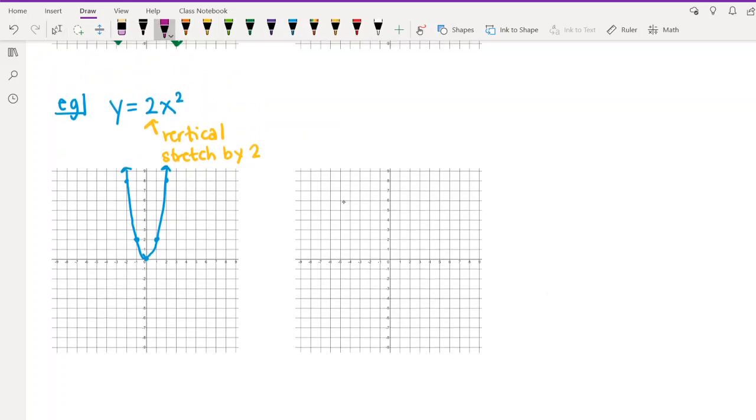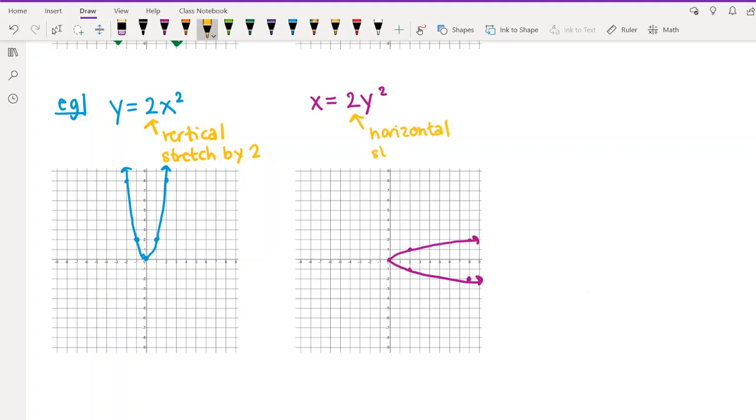So now let's do x is equal to 2y². So basically it's going to look just like the graph that we just graphed in blue, except now it's going to be sideways. So instead of having these points here, they're going to be here and here. And then instead of having these points here, they're going to be here and here. So just switching everything, making it sideways. And so what ended up really happening with that too? Well, it ended up actually being a horizontal stretch.